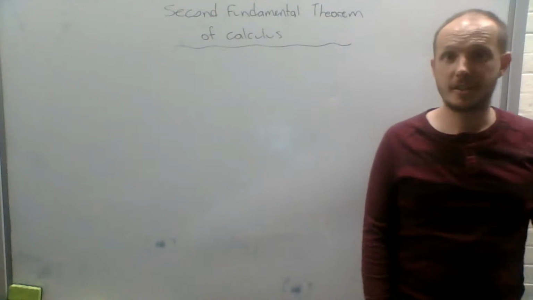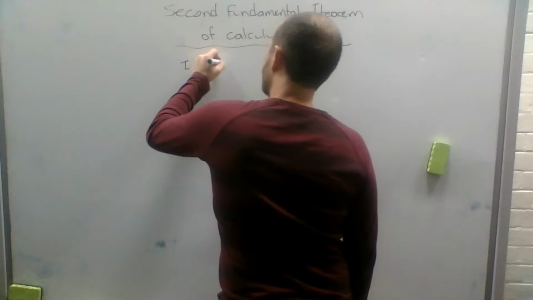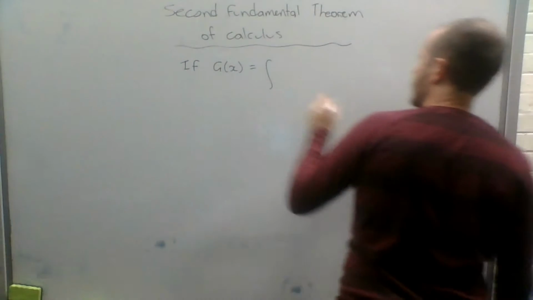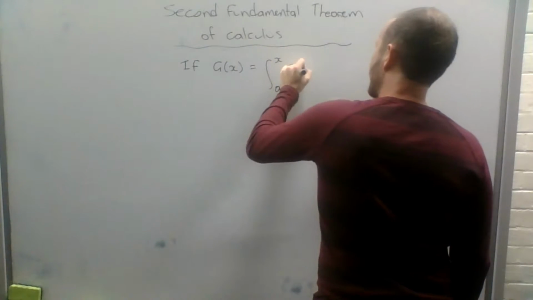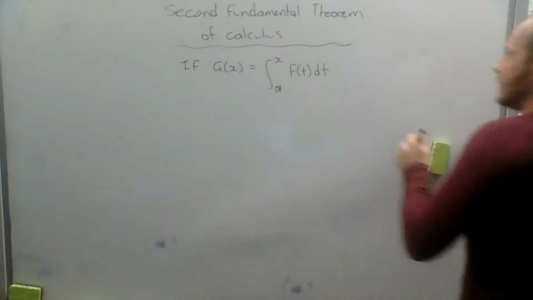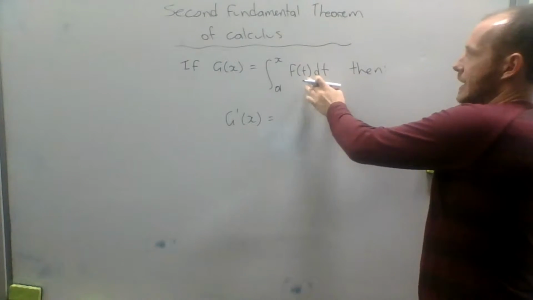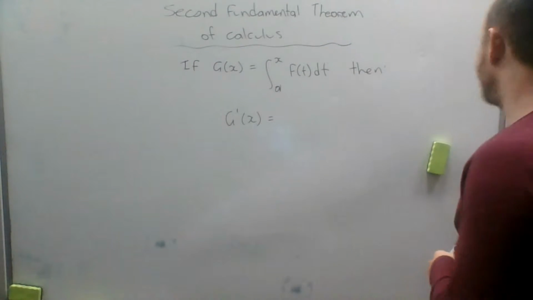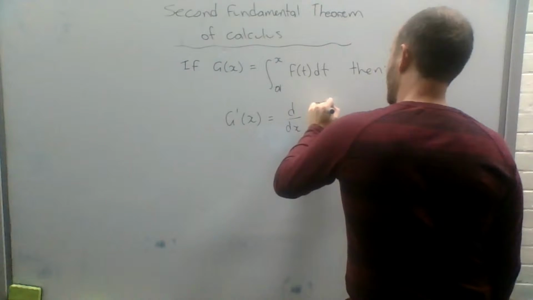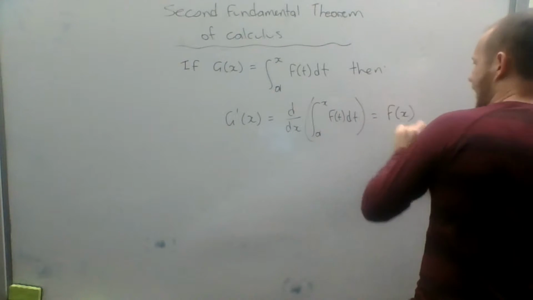This theorem follows on from the first theorem that we just spoke about in the previous video. Basically what it says is that if g of x is equal to the integral from some value a up to x of f of t dt, and I should say that f of t is continuous and g of x is differentiable, then g dash x is equal to the derivative with respect to x of the integral from a up to x of f of t dt, which is equal to f of x.